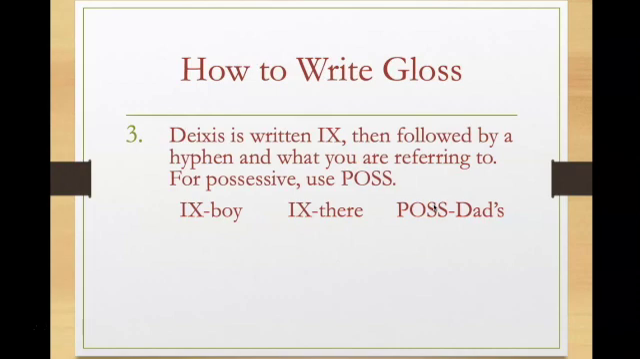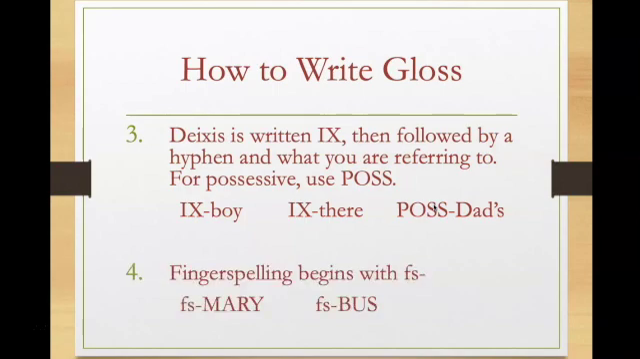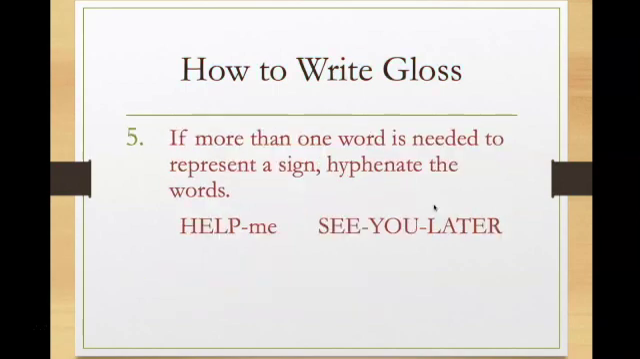For deixis, we're going to use IX, and then we're going to talk about what we're pointing to. So if it said he in the English, we're never going to write he in a gloss because the word he doesn't have a sign. So instead, we're going to point to the boy. Or if it's a place, we're going to point to that direction. Possessive works exactly the same way, except we're going to say POSS instead of IX to remind us to use a flat hand. Finger spelling begins with an FS.